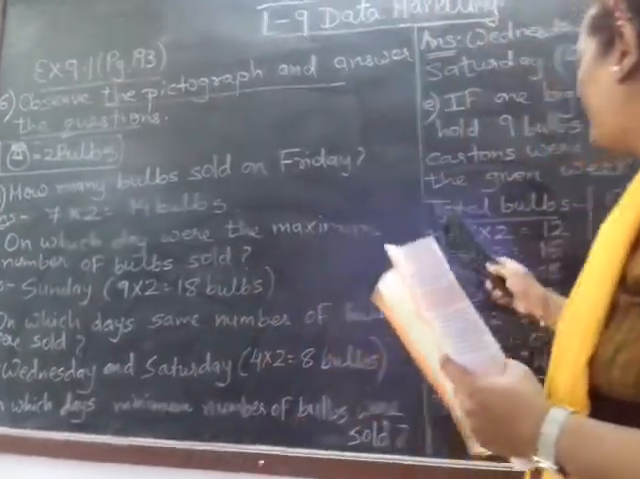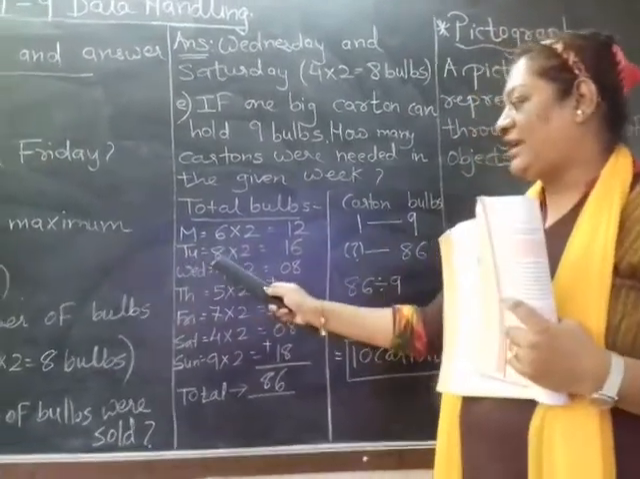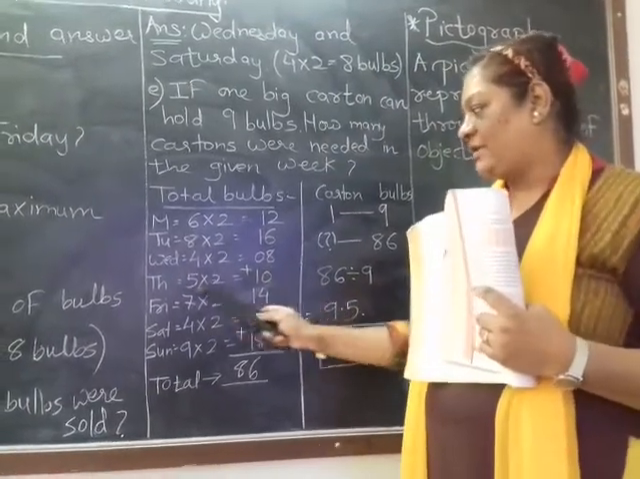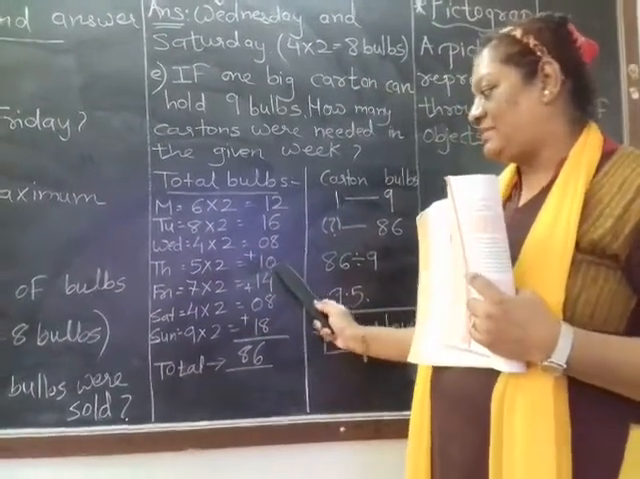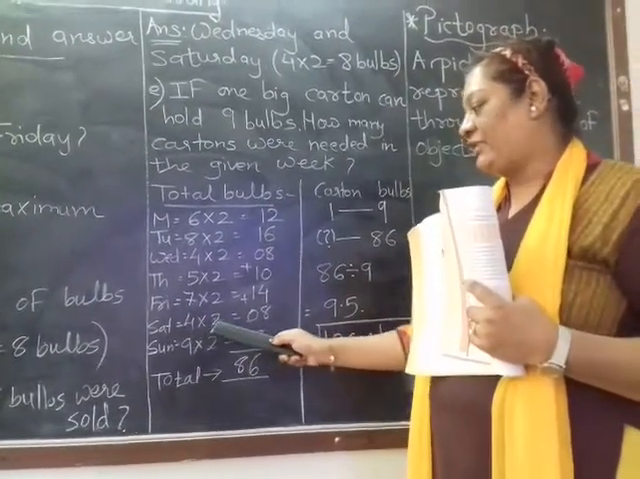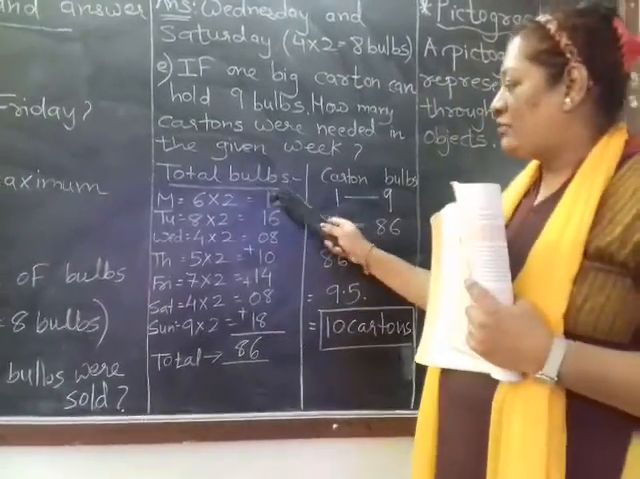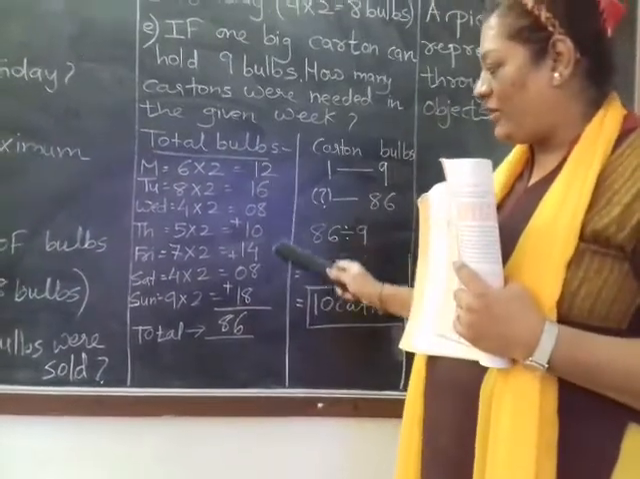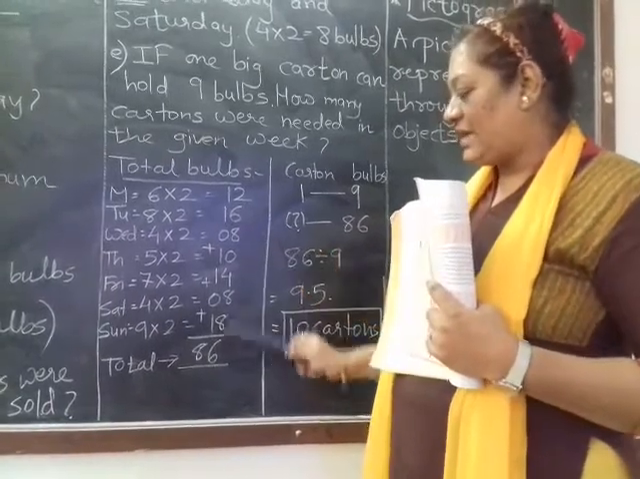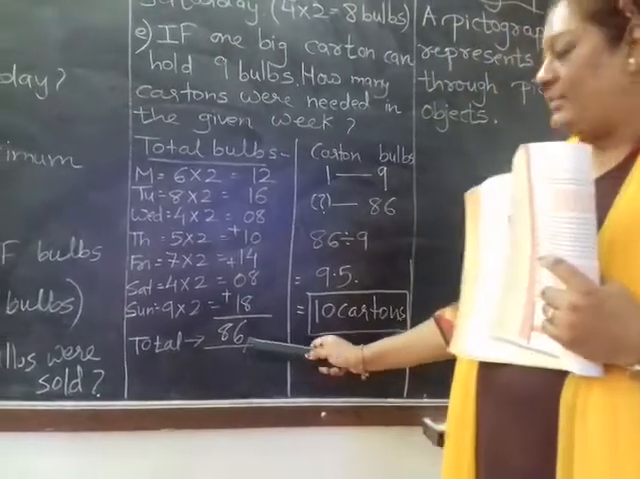So now what you will do? Monday, the pictures of bulbs are 6 into 2, total 12 bulbs. Tuesday, 8 pictures into 2, 16 total bulbs. Wednesday, 4 into 2, total 8 bulbs. Thursday, 5 into 2, total 10 bulbs. Friday, 7 into 2, total 14 bulbs. Saturday, again 4 into 2, total 8 bulbs. And Sunday, 9 into 2, total 18 bulbs. So from Monday to Sunday, you have to add all the bulbs, and the total bulbs for a week are 86 bulbs.